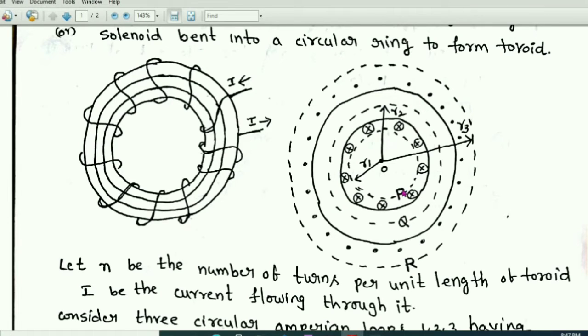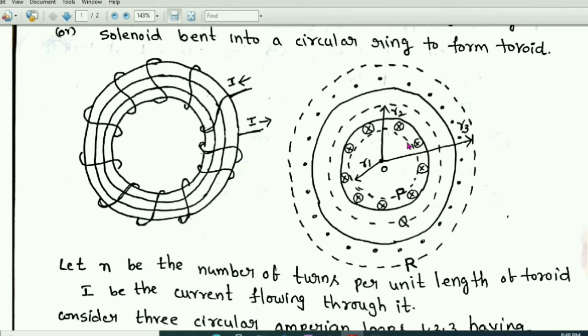So this is the first Amperian loop. Its radius is R1, and this is the second Amperian loop. Its radius is R2, and finally this is the third Amperian loop. Its radius is R3. Now the point P is on the first Amperian loop, point Q is on the second Amperian loop, and point R is on the third Amperian loop. These dotted lines give the Amperian loops.